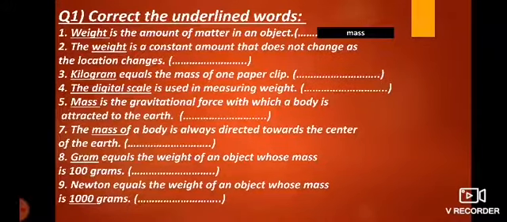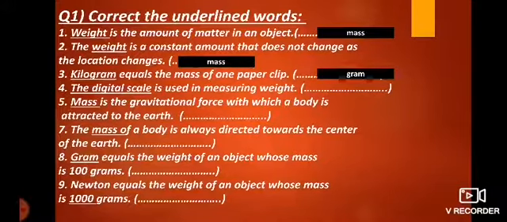The weight is a constant amount, doesn't change as the location changes. Constant here means mass. Kilogram equals the mass of 1 paper clip. It is the gram. The digital scale is used to measure the weight? No, the digital scale is used to measure the mass. And the weight is measured by the spring scale.